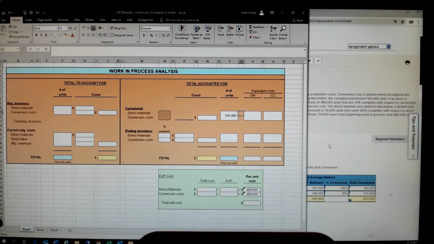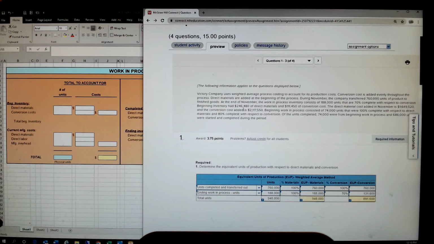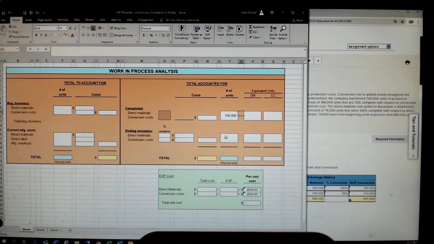Okay, good. 760,000. It goes on to say that at the end of November, the work in process inventory consists of 188,000 units that are 70% complete. There are 188,000 units in ending inventory that are 70% complete with regard to conversion costs. How complete are they with regard to direct material costs? Well, remember, materials are added at the beginning of the process, so they are 100% complete here.